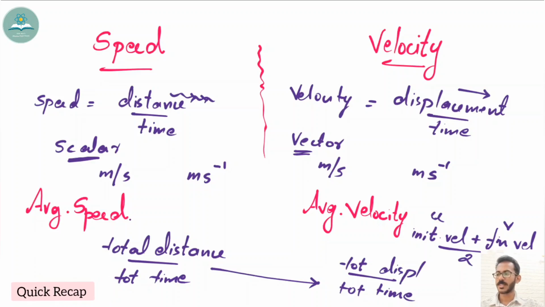Average speed is total distance by total time. We'll just add one total here, that's it. Now coming to average velocity, if initial velocity u and final velocity v are given to you, then add both and divide by 2. Take the average of it, you will get the average velocity. If they are not given, but you have an option to find out total displacement and total time, then you can find out the velocity like that also.